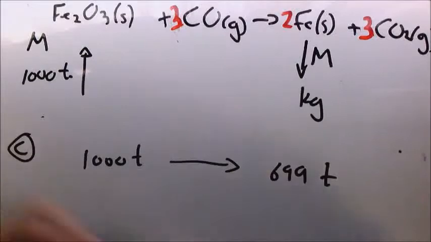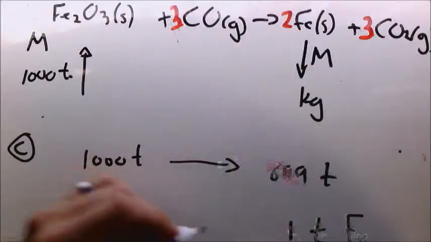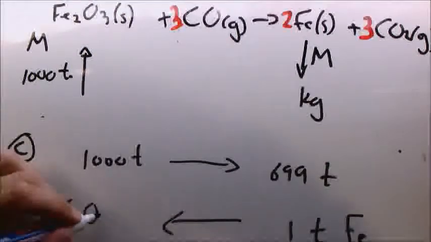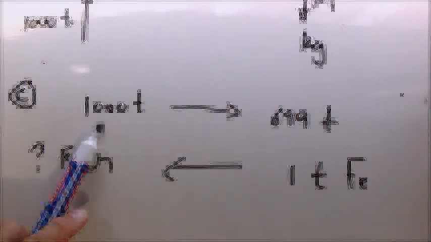So now, if we want to know a 1 ton iron, how many tons of iron oxide? That's what we want to know, right? So the only thing we need to do is work with the ratio. You take your answer, like 699 correlates with 1,000. So that means 1 ton will be 1,000 divided by 699. And that is the quickest way to do this calculation.